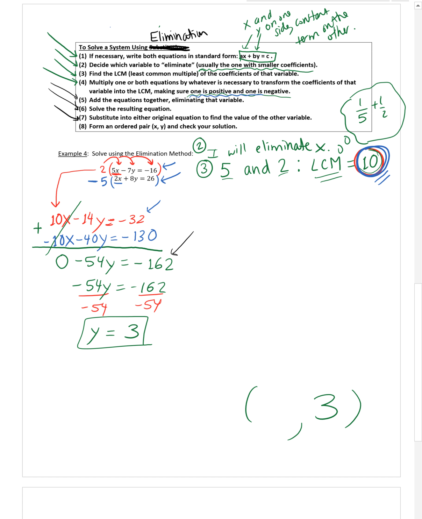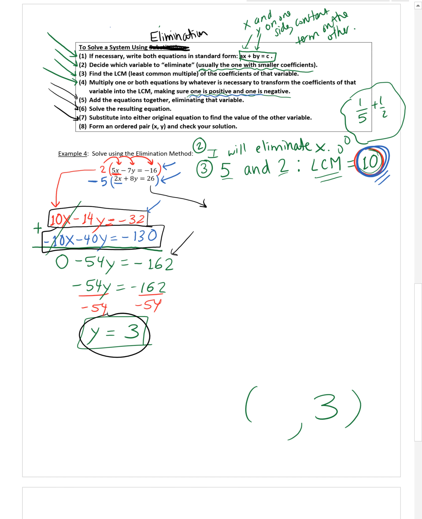And then the next step, step 7, is you're going to substitute into either original equation to find the value of the other variable. And actually, you know what, if you wanted to, you have the freedom. If you want to substitute y equals 3, you can substitute it into either of these transformed equations as well. But I probably wouldn't choose those because they have bigger numbers. You're going to want to choose one of the bottom ones. Or sorry, the original ones.